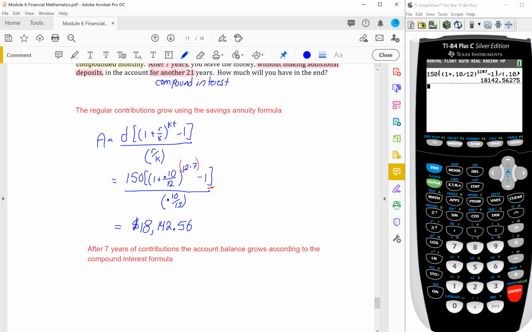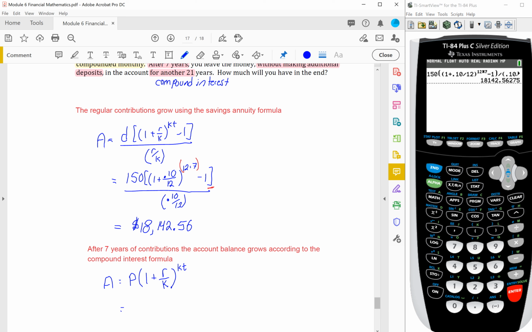So for the compound interest formula, let's remember that one. The compound interest formula says A, the amount in your account, will be equal to your initial balance, your initial principal, times 1 plus your interest rate R divided by K, the number of times you compound per year, raised to the KT.